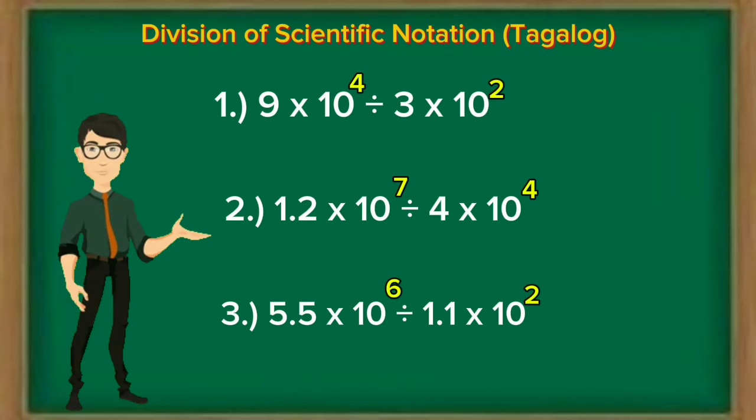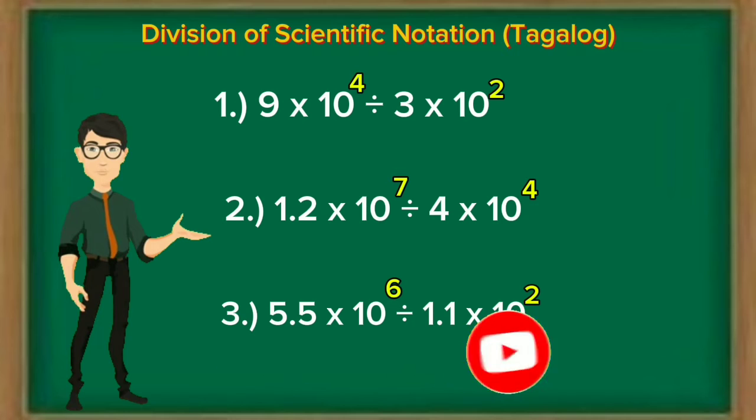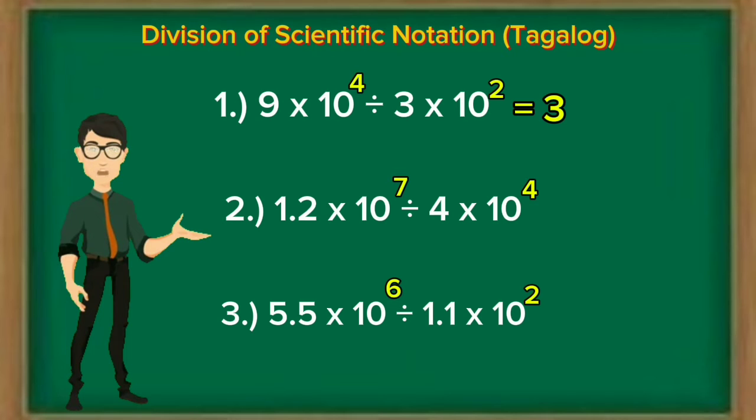Ngayon ating nang simulan, ang given na number 1 ay 9 times 10 to the power of 4 divided by 3 times 10 to the power of 2. Una ating i-divide ang coefficient, then copy yung base na 10, at yung exponent nila ay ating i-subtract. Ganito po: 9 divided by 3, that is 3. Then times 10, yung exponent ng base na ito ay subtract 4 minus 2, that is 2. So ito ang final answer, 3 times 10 to the power of 2.